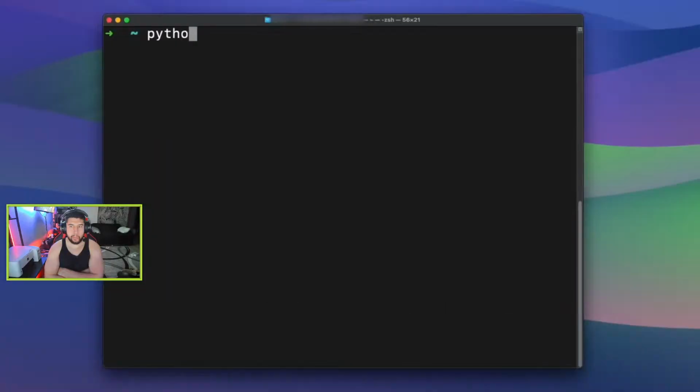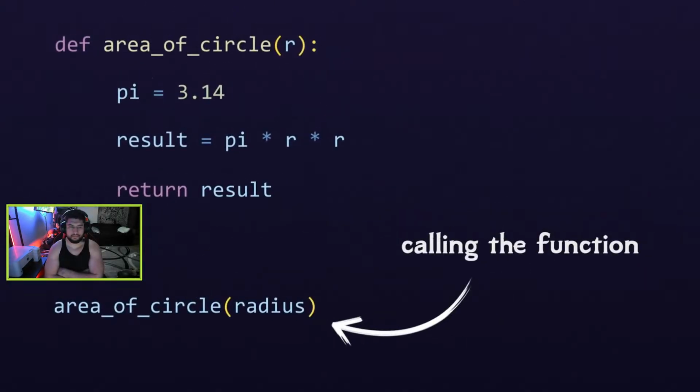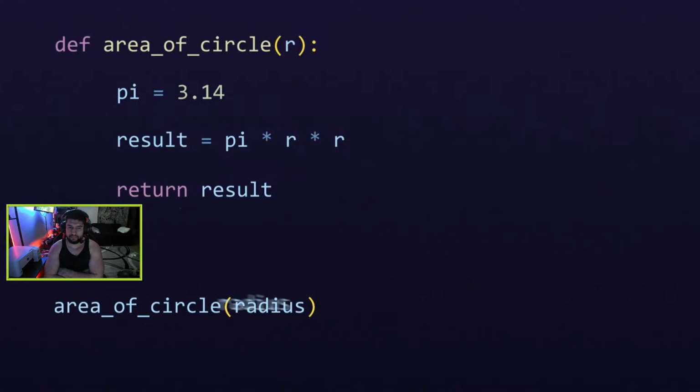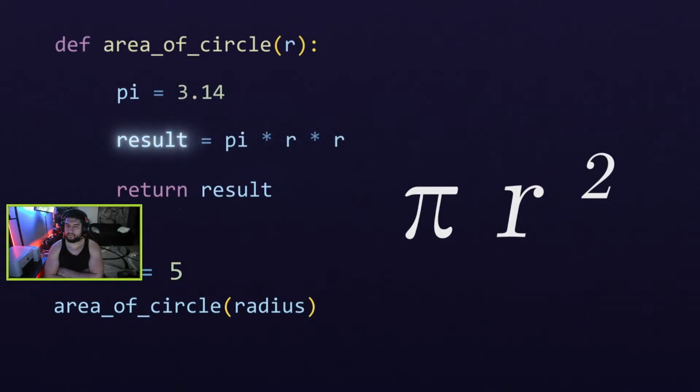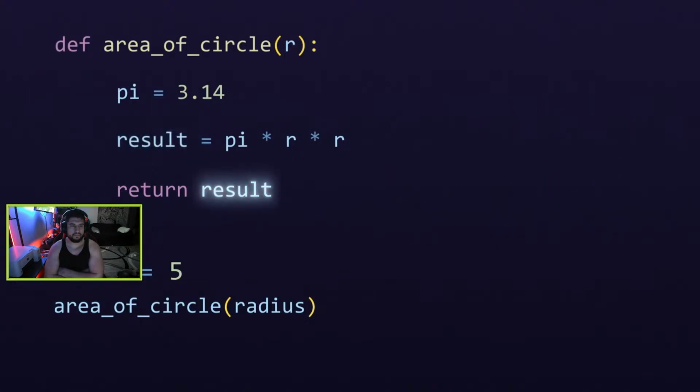If all we do is define the function, it won't actually do anything. We have to call the function in order for it to execute. Let's call it with a radius of 5 as the input. Now, when the function is called, execution jumps back to the function definition. A new variable that's only available inside the function, called pi, is created with a value of 3.14. Next, we save the result of pi times r to a new variable called result. The area of a circle is pi r squared after all. Finally, we return the result from the function as its output.